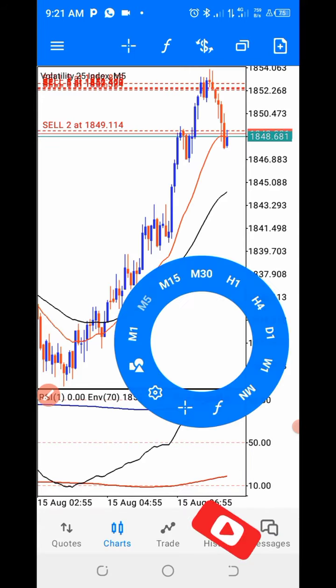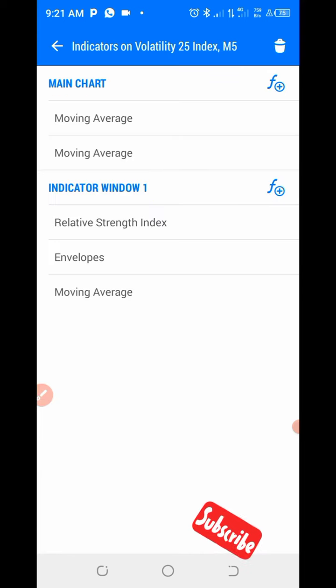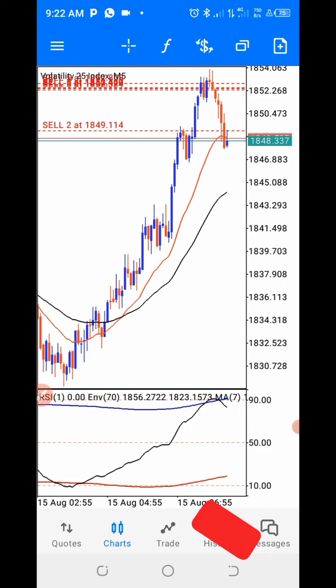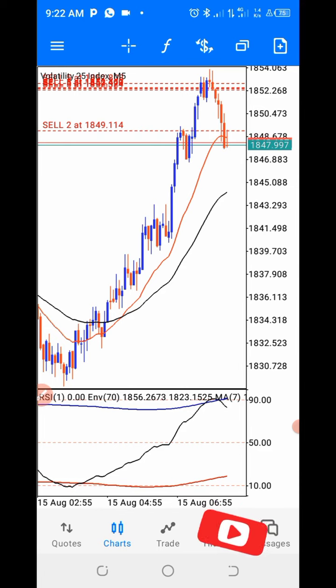For the second indicator, you click on this F again. The moving average period is 50, shift is 0, method is exponential, apply to close. The style, you can use any style and any color of your choice. Once you are done, you click on done.